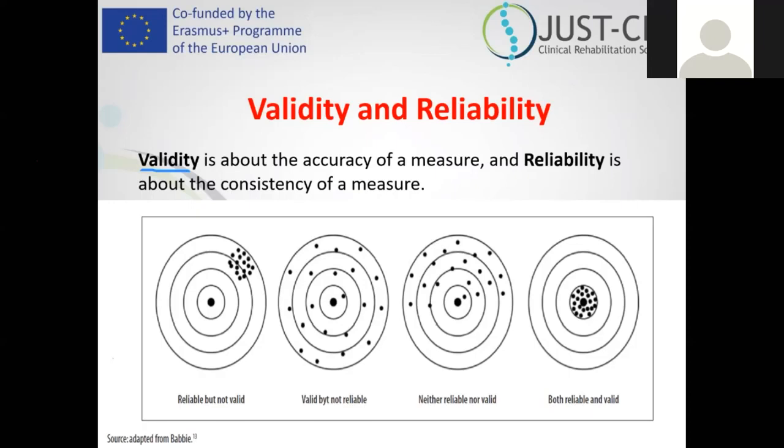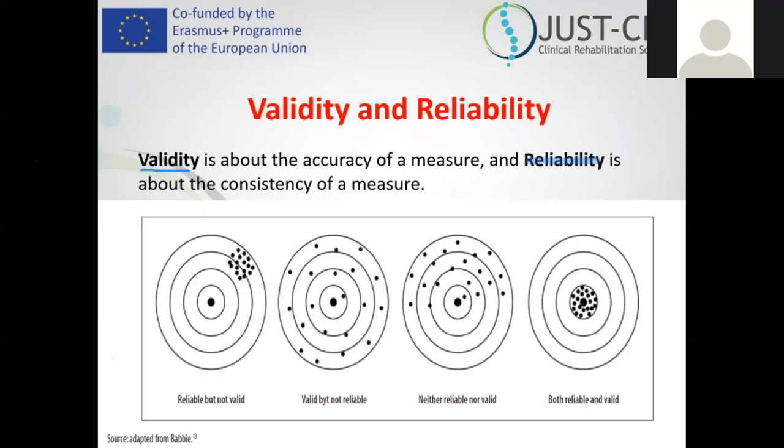For the third circle, we can see that the instrument or the outcome measure is neither reliable nor valid. Neither reliable nor valid because it's not valid, first of all, because it does not assess all aspects of the construct or the health outcome in question, and not reliable because the grouping is widely spread as well.